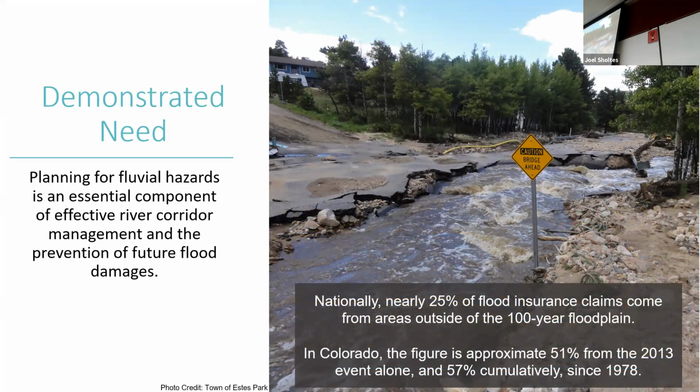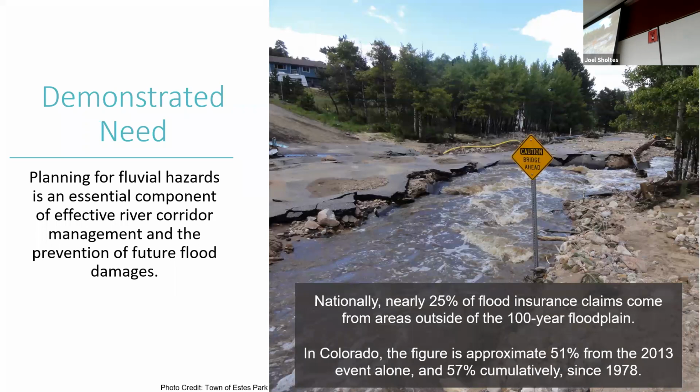There's a big need for mapping and managing fluvial geomorphic hazards. Nearly 25% of flood insurance claims come from areas outside of this 100-year floodplain. In Colorado, that number was 50% for the 2013 flood, and about 60% since 1978. There's a lot of reasons for that.